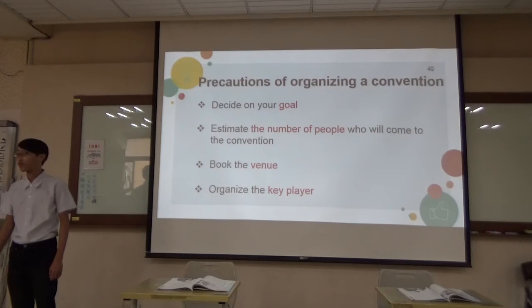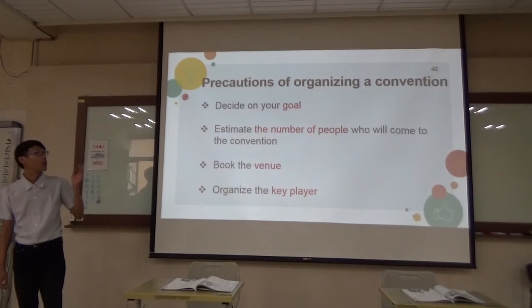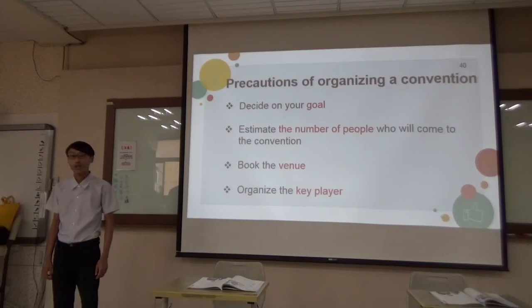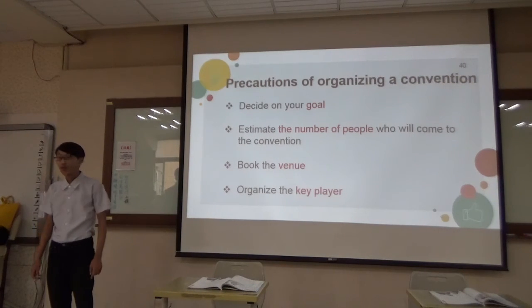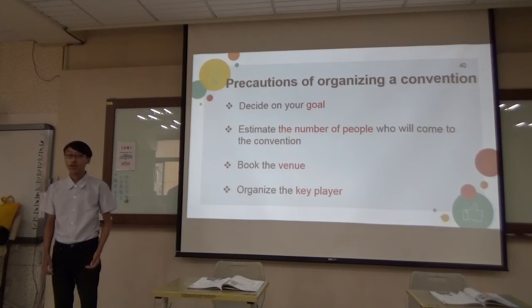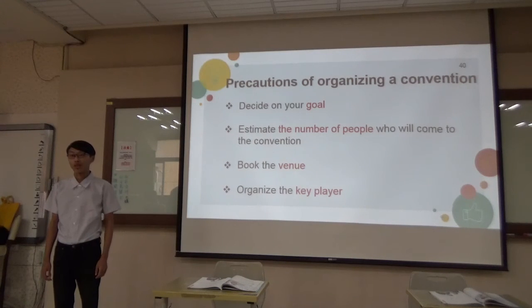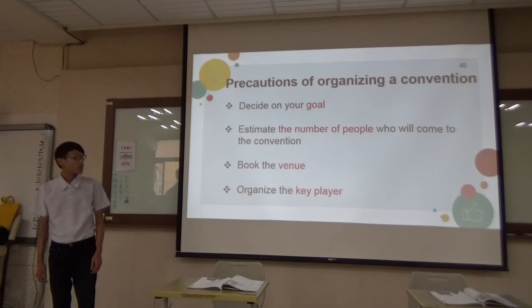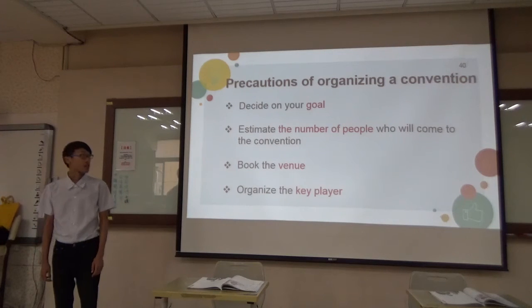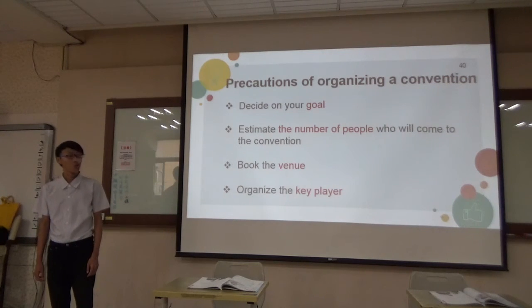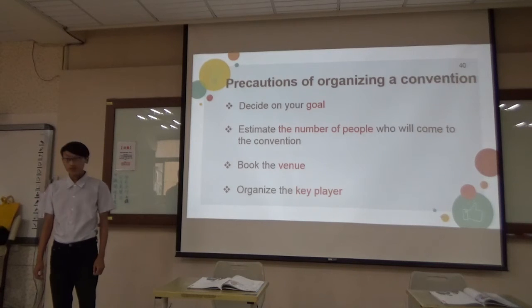Before we prepare a convention, we should know the precautions of organizing a convention first. There are 4 points. First of all, you should know the main focus of your convention so that you can decide what kind of speakers, sponsors, and vendors you want to invite. Second, you should estimate the number of people who will come to the convention. After estimating the number of attendees, you should book the venue.